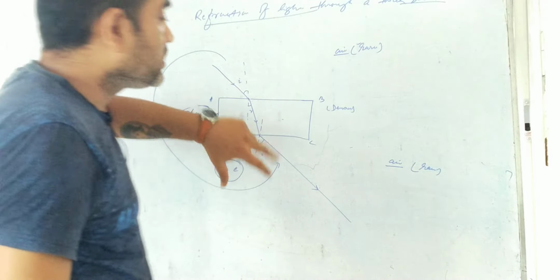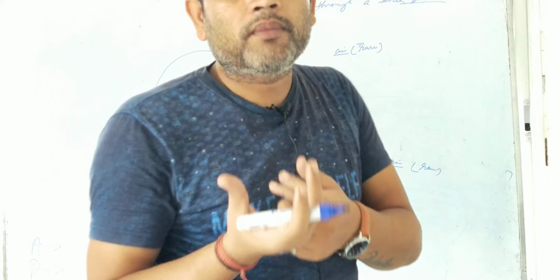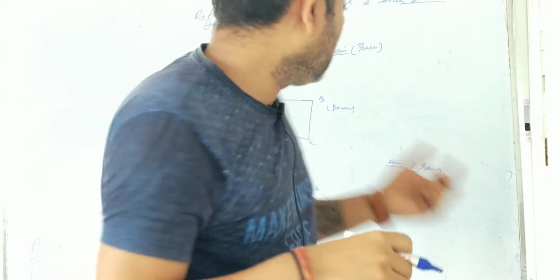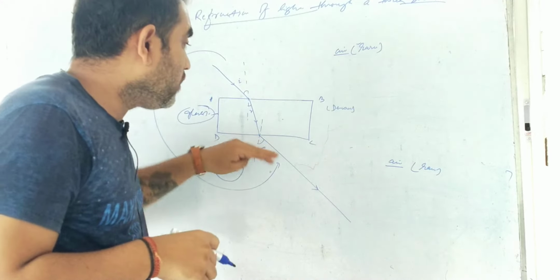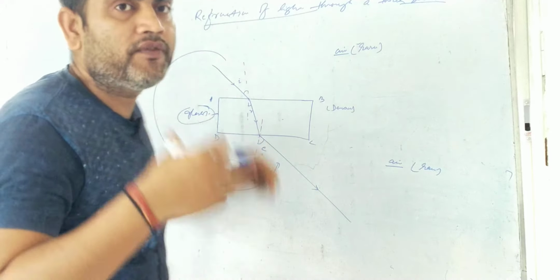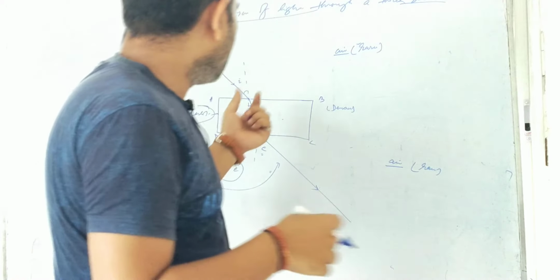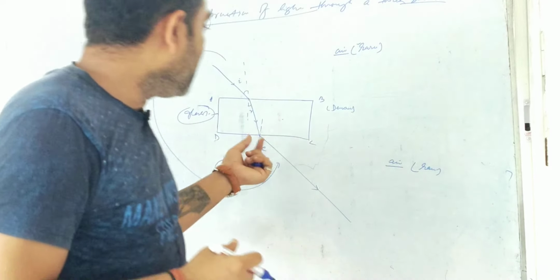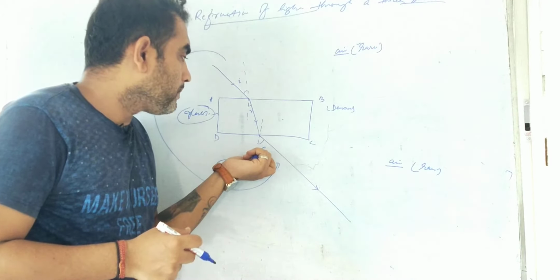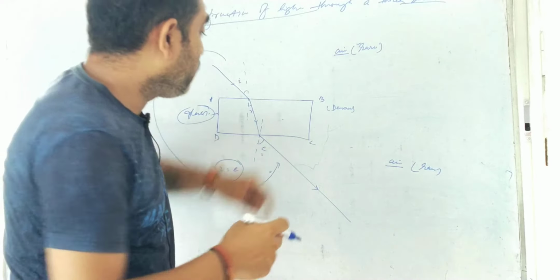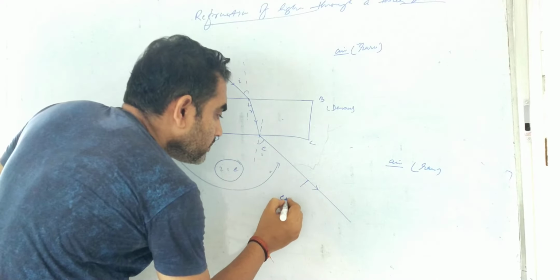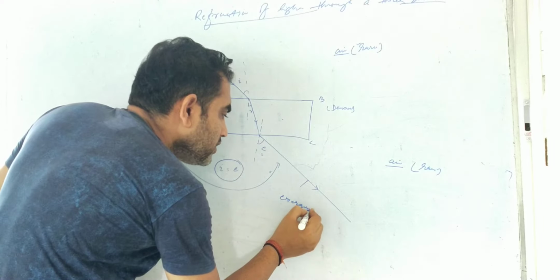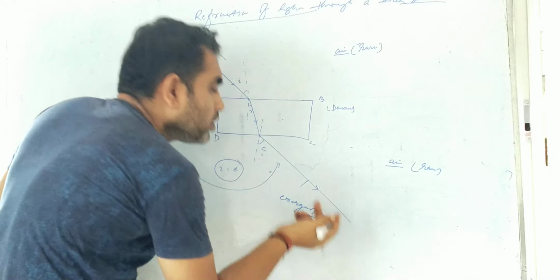Achha, the angle between the normal and the emergent ray is the angle of emergence. Angle of incidence, that we have studied. Angle of refraction, that we know the definition of. Now we have the angle of emergence, and before that, this one is called the emergent ray. So what is the definition of the emergent ray?